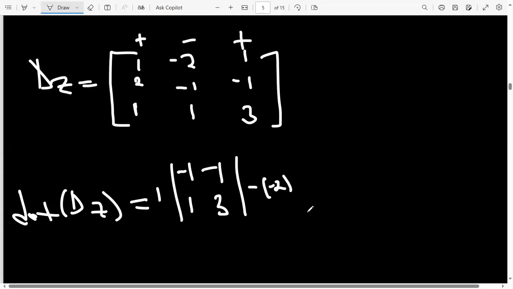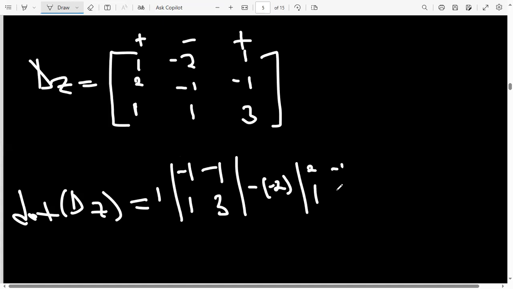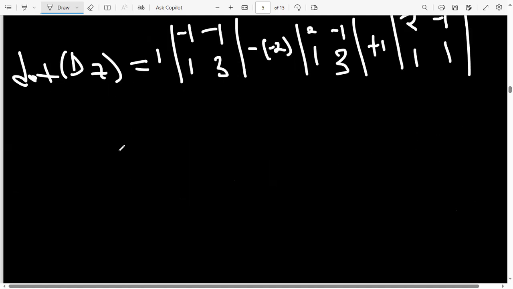And then I have -2. If I cancel this, what am I going to remain with? I'm going to remain with 2, 1, -1, 3. Plus 1. If I cancel this and that, I'm going to remain with 2, 1, -1, 1. So that is what I have. So let's find the determinant of this now. This will be equal to 1 times -1 multiplied by 3, which is -3.